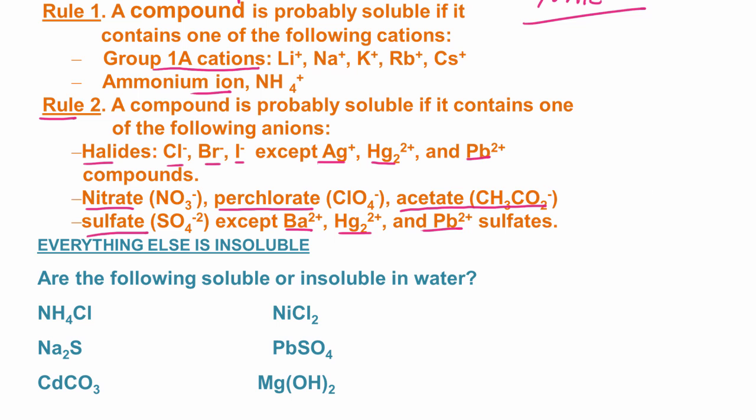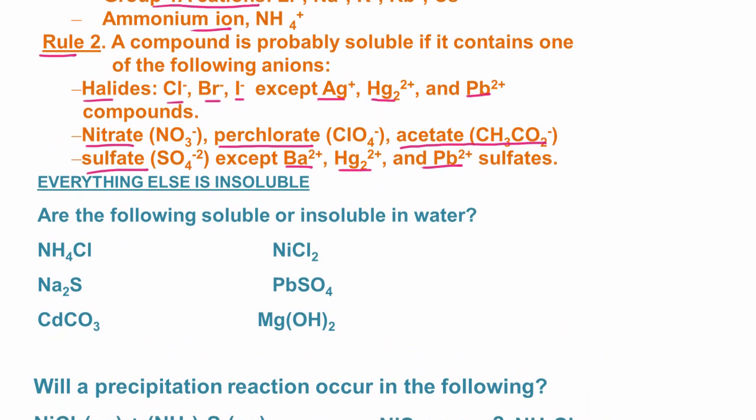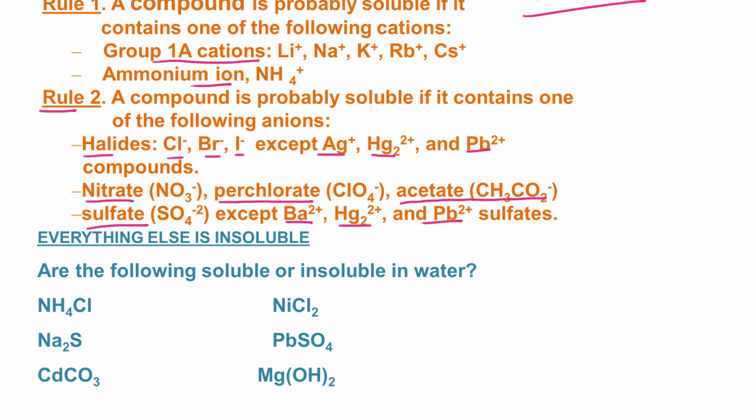So let's take a look at some examples here. Are the following soluble or insoluble in water? Ammonium chloride. This is soluble. All ammonium compounds are soluble. All compounds that contain chloride ion are soluble, except for these 3 ions here. Sodium sulfide. Yes, that's soluble. All compounds that contain sodium are soluble. Cadmium carbonate. Well, I don't see anything about cadmium or carbonate here, so this is insoluble.